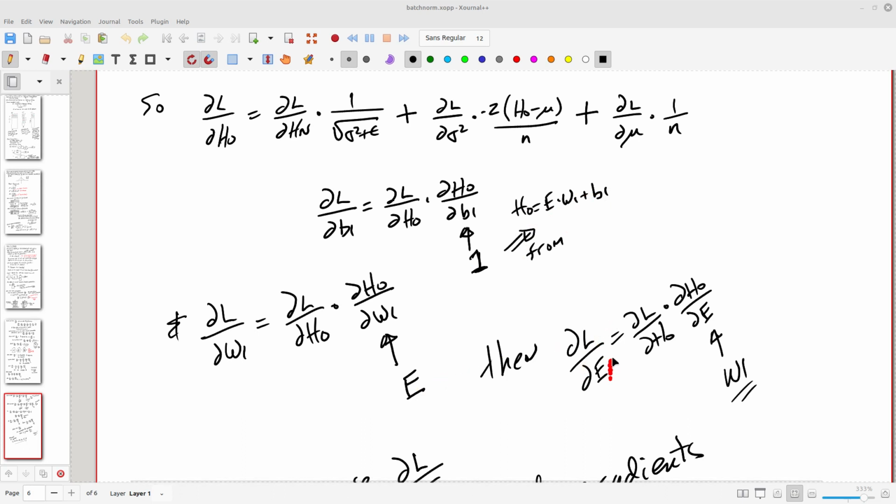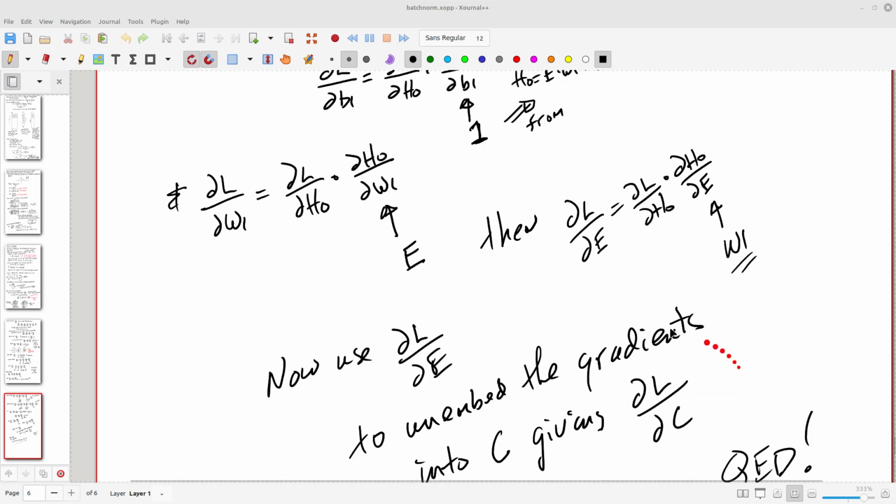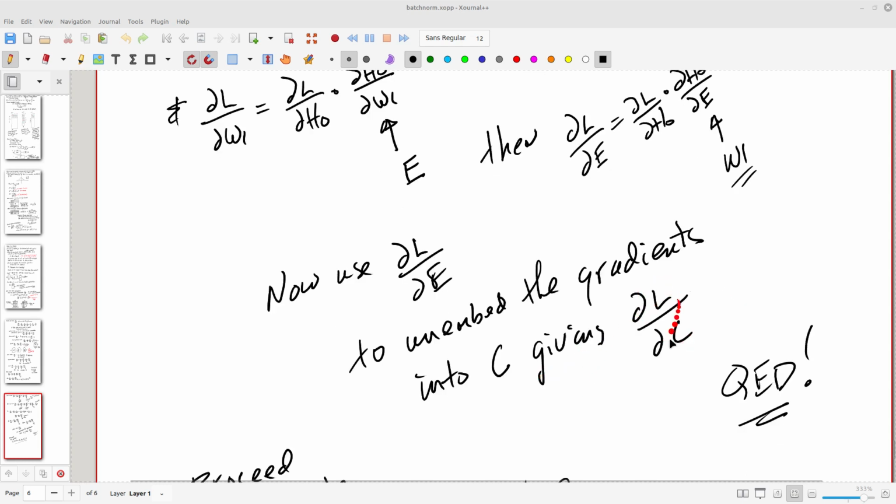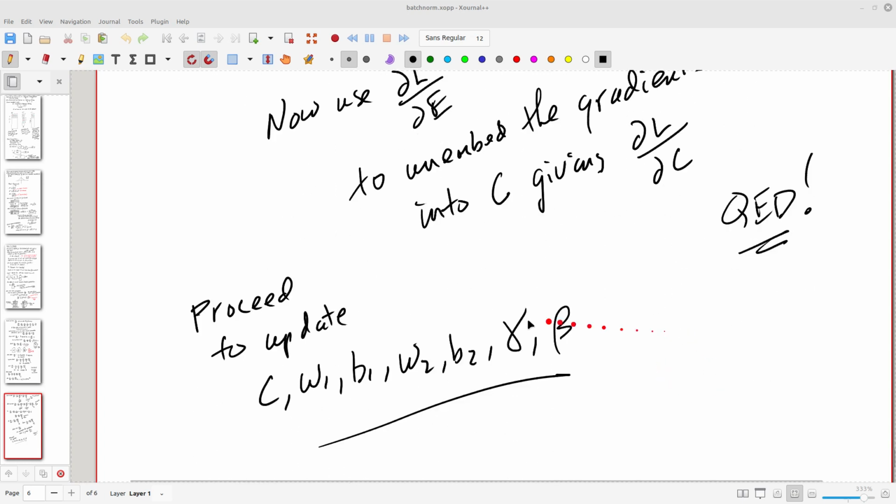And then DL DE is going to be DL DHO, again, times DHO DE, which is W1. And now we can use the gradient of E to unembed that gradient into a C gradient. That will give us the C gradient, DL DC. And we're done. Then we can proceed to update C, W1, B1, W2, B2, gamma and beta. And that'll complete the whole loop.